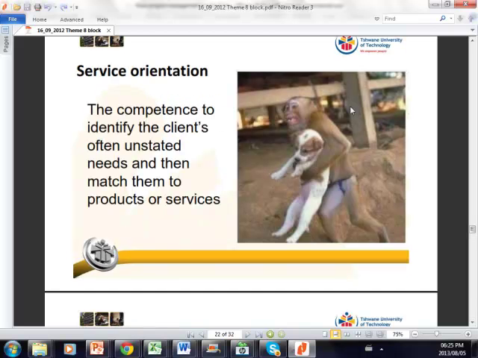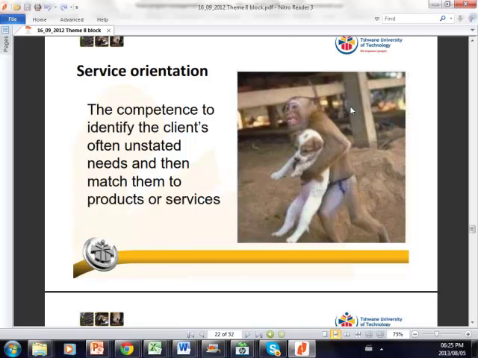Okay, the next part of social awareness is service orientation. So this is a story of this monkey that was in a big fire in a building. I think it was in China. And this monkey saw this dog in trouble, this puppy in trouble, and the monkey went and saved the puppy. And so I think that's service orientation because it's the competence to identify the client's often unstated needs and then match them with a product or service. So you can see that that is very important for a project manager.